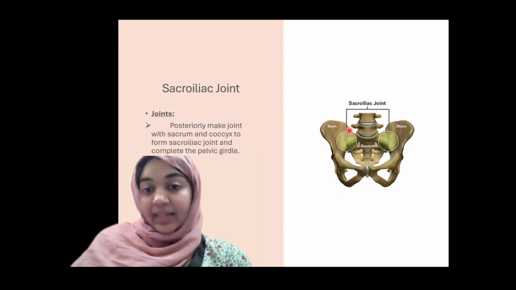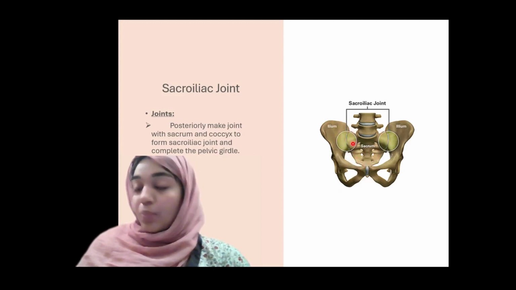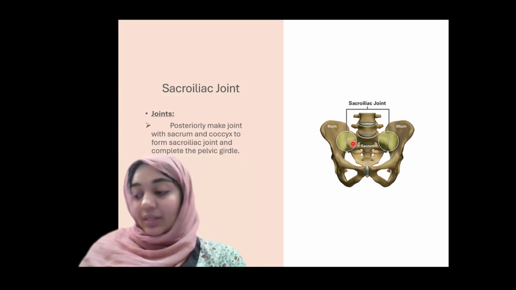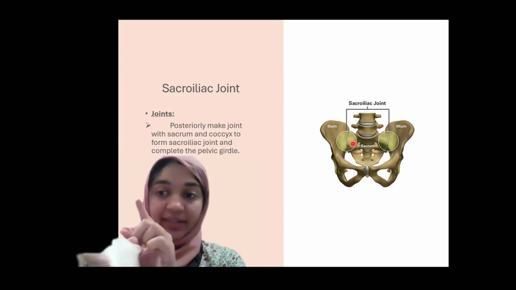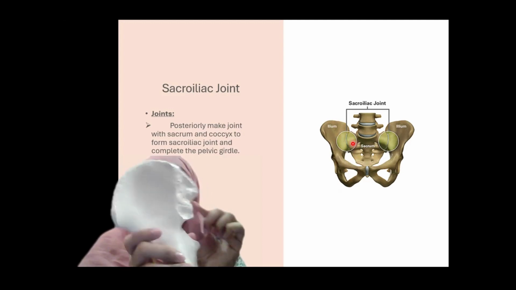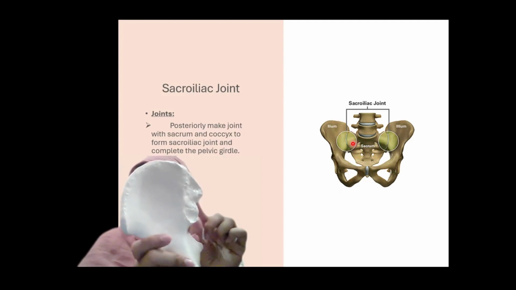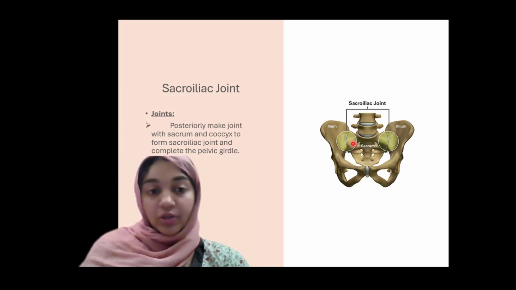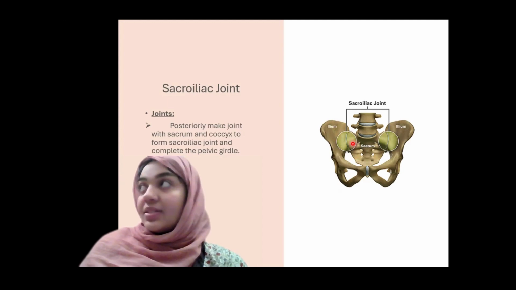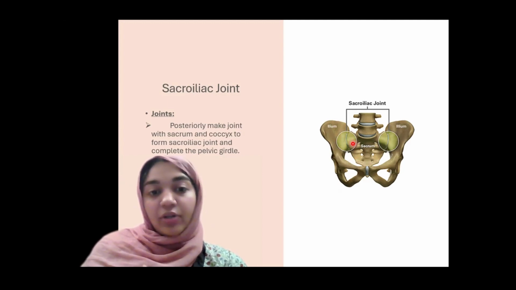Posteriorly, where the ilium ends, it articulates with the sacrum. So both the iliums, posteriorly, they articulate posteriorly. Look at this. So posteriorly, this area articulates with the sacrum to form the sacroiliac joint, right? So posteriorly, they make a joint with the sacrum and coccyx to make the sacroiliac joint and complete the pelvic girdle.